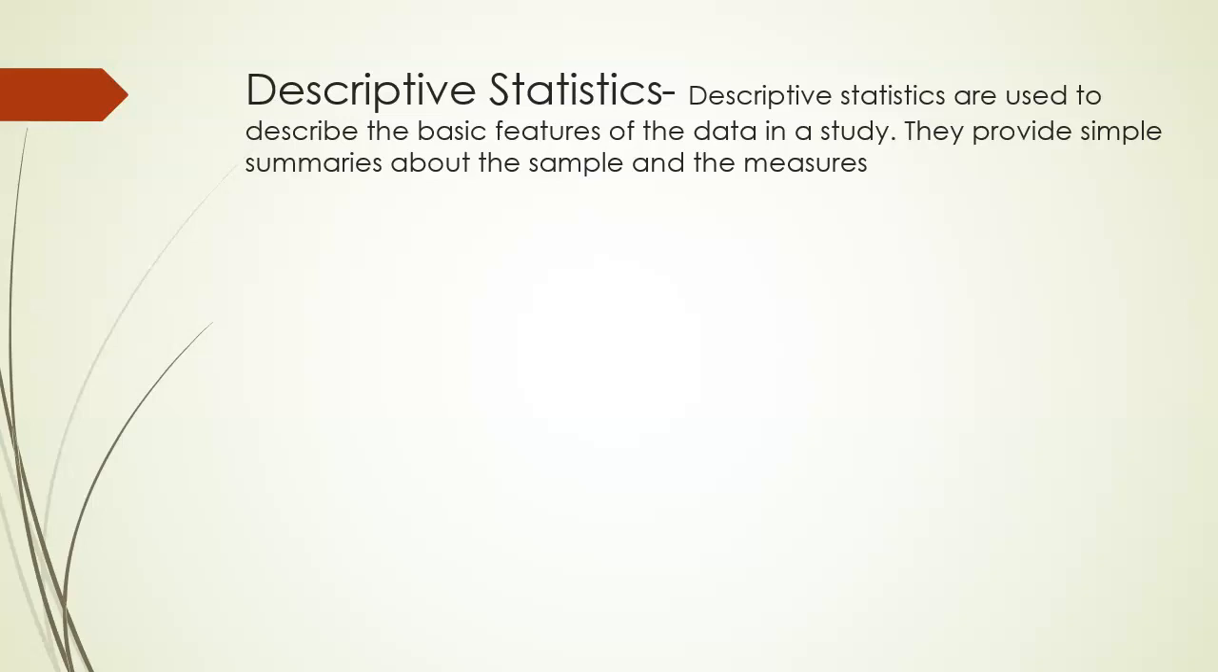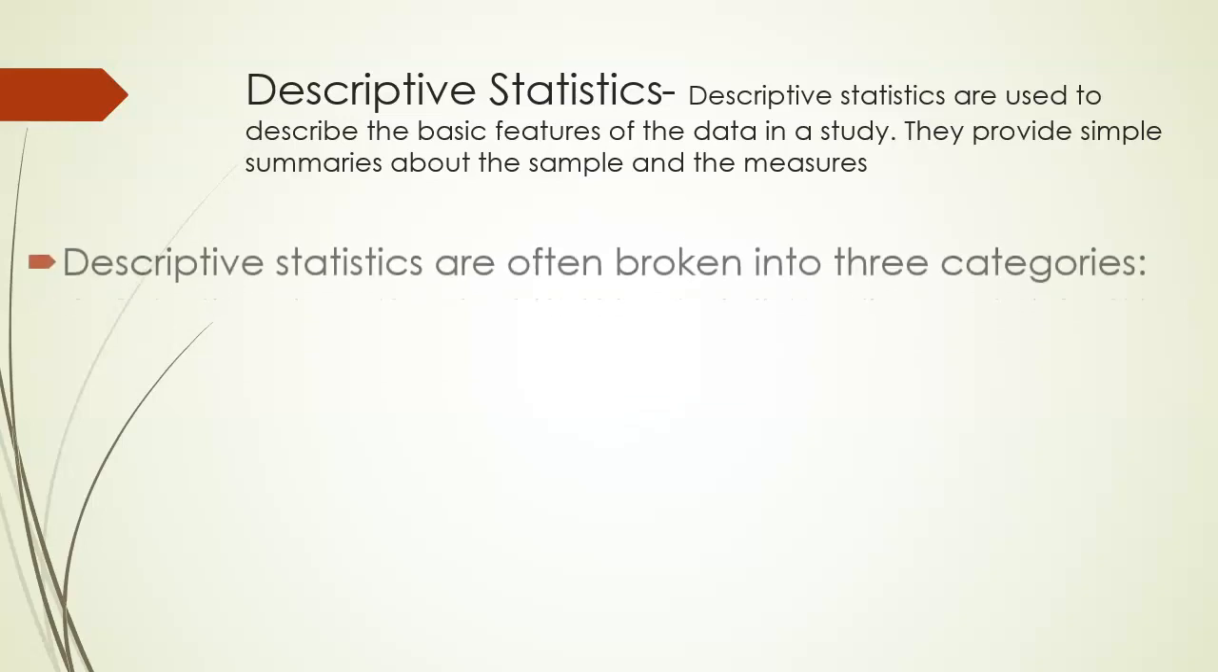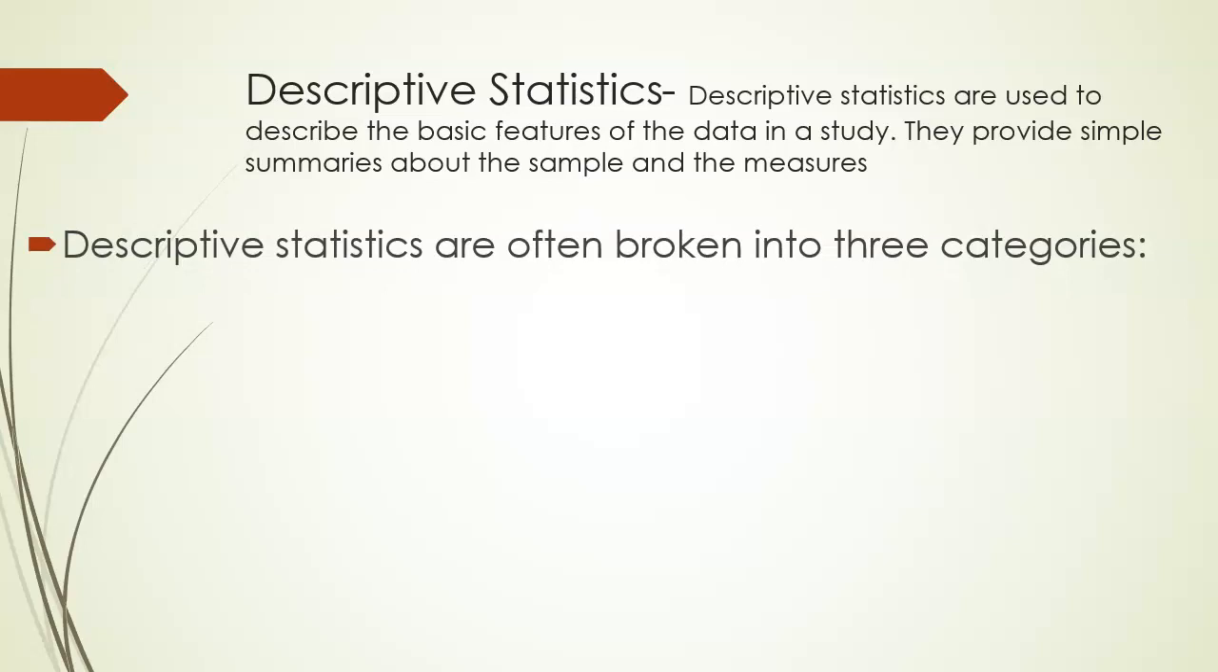So first of all, just a brief description here, right? Descriptive statistics are used to describe the basic features of the data in a study. They provide simple summaries about the sample and their measures. And so you'll see some differences of opinion on this in different books about the different types of descriptive statistics. But I'm going to try and give you an overview of the three broad categories I think are generally regarded by most researchers to be the different types of descriptive statistics. So it's often broken into three categories.